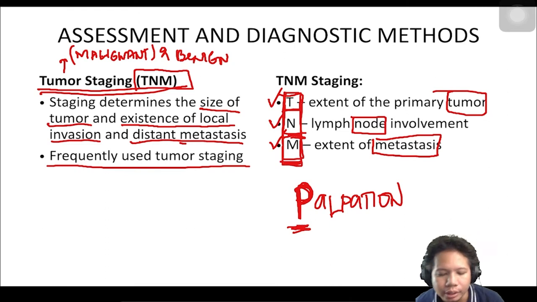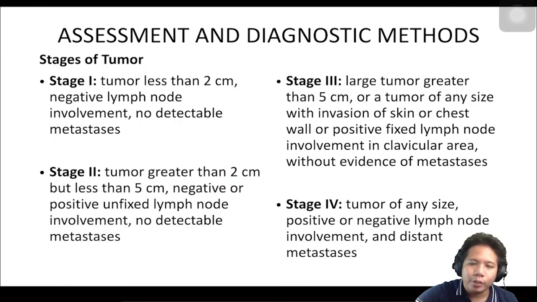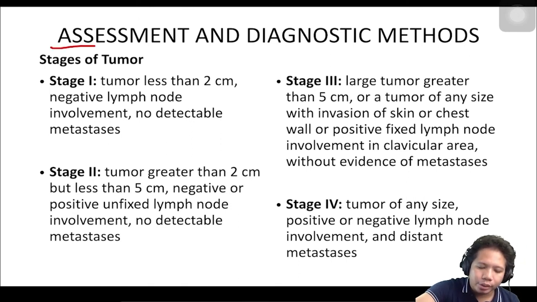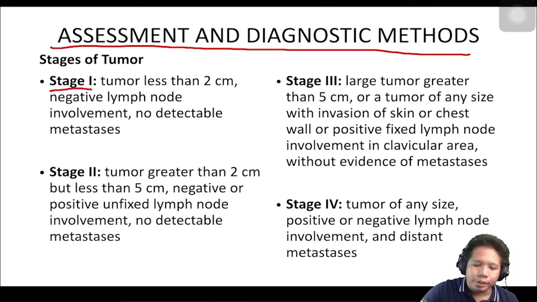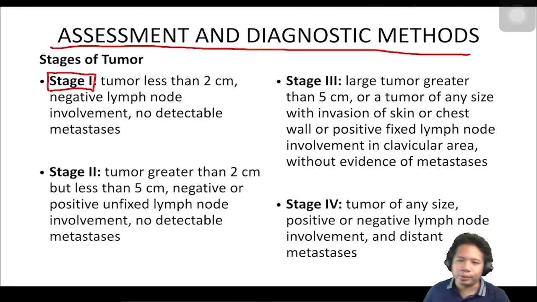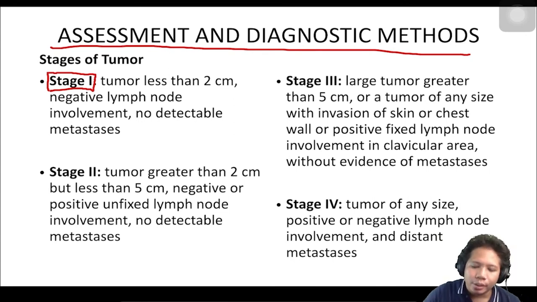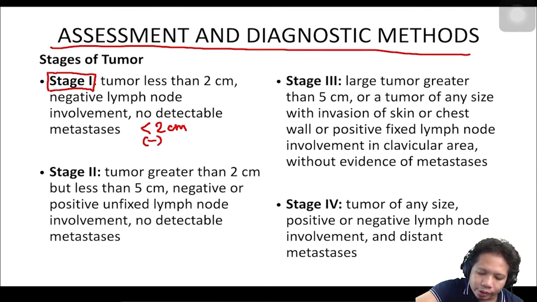Okay, let's move on to the assessment diagnostic methods. We have the stages of tumor. Stage 1, the easy level, our first stage. Let me simplify these words. The tumor is less than 2 cm, so it's small. And there is no lymph node involvement in the nearby areas, no enlargement of your lymph nodes. I'll just put negative lymph node. And then there's no metastasis. I'll just put METs for short.